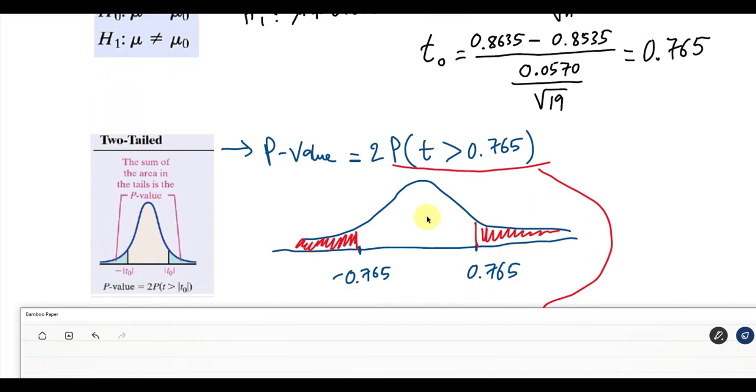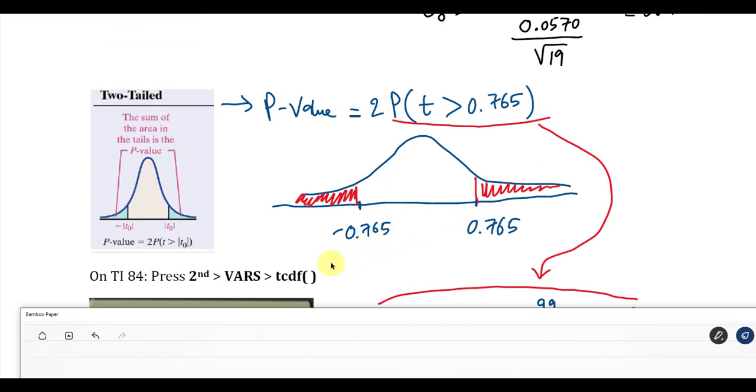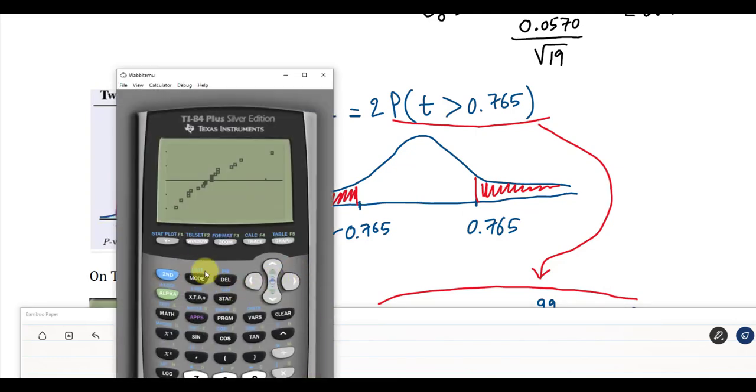And then because this is the two tails case, your t naught is 0.765 here. You just have to find one area and then just double it, because this is symmetric, to get the whole p-value. Now you can use the function tcdf to find the area of the right tail. Now let's try that.